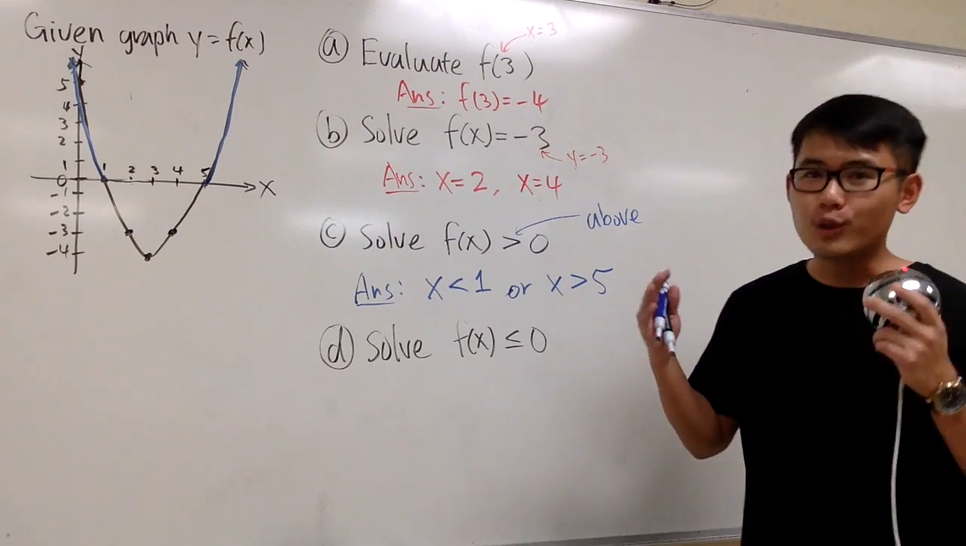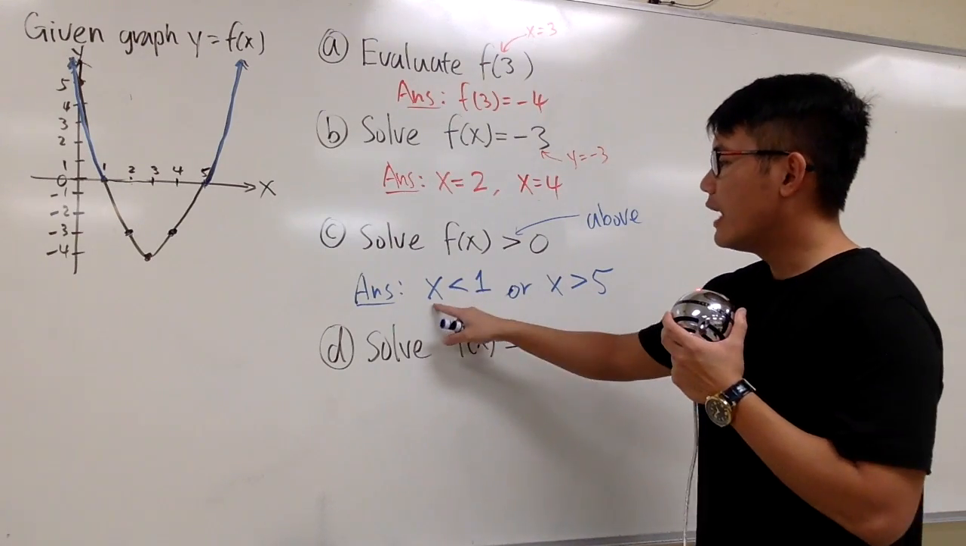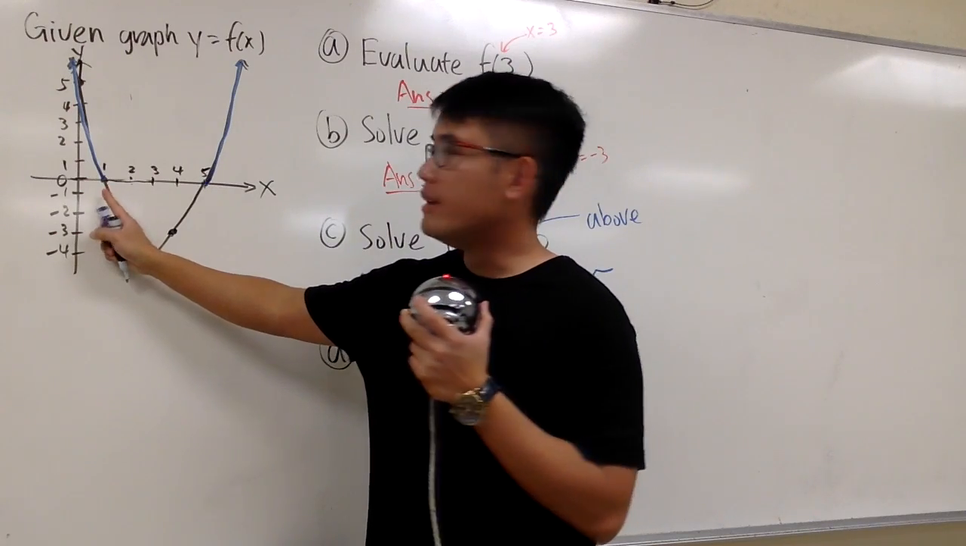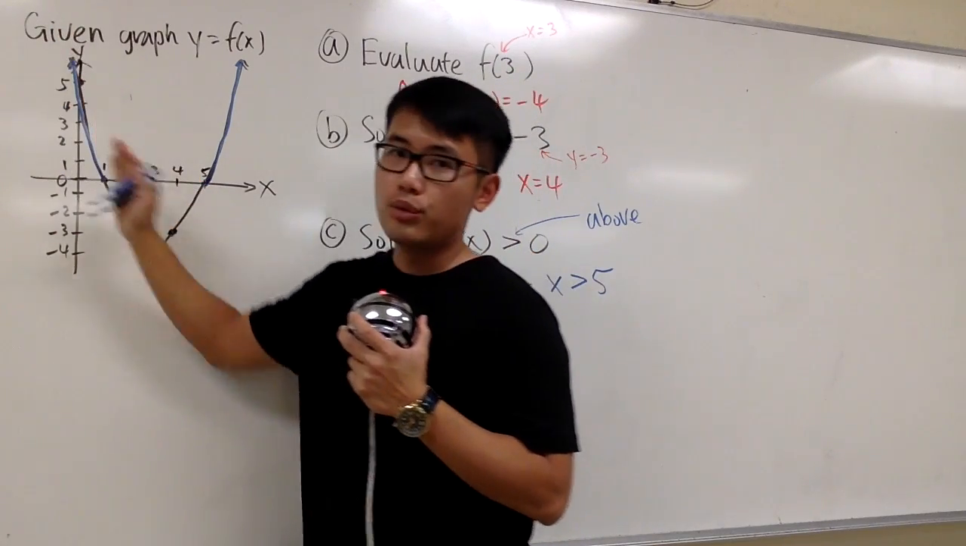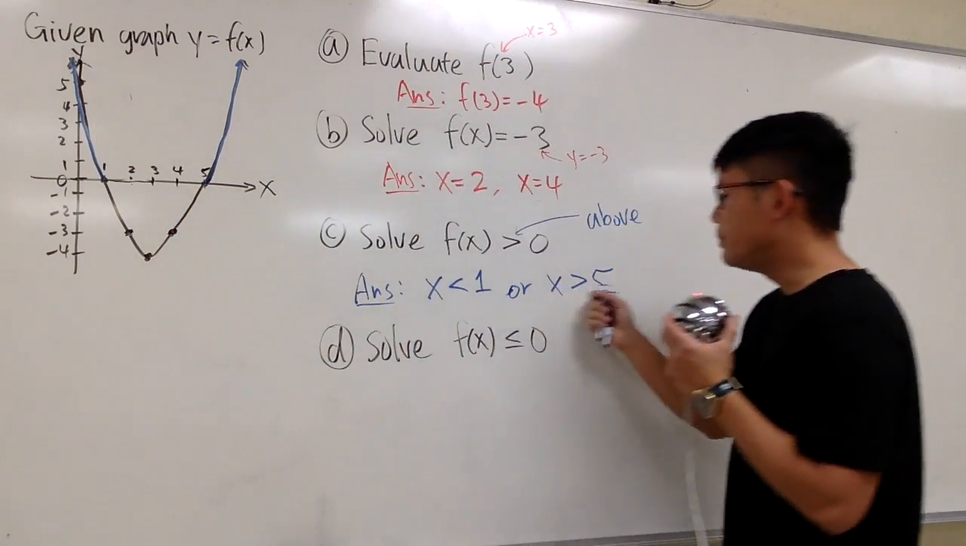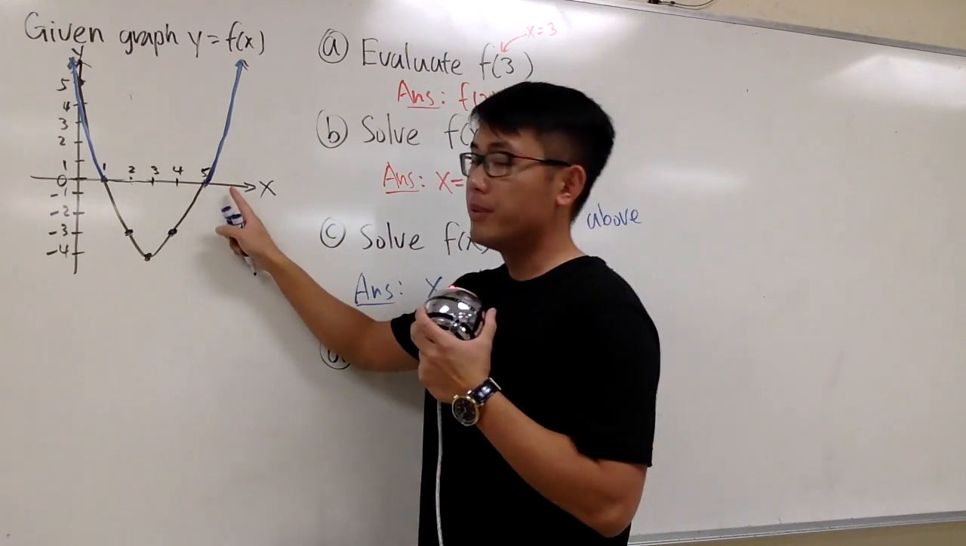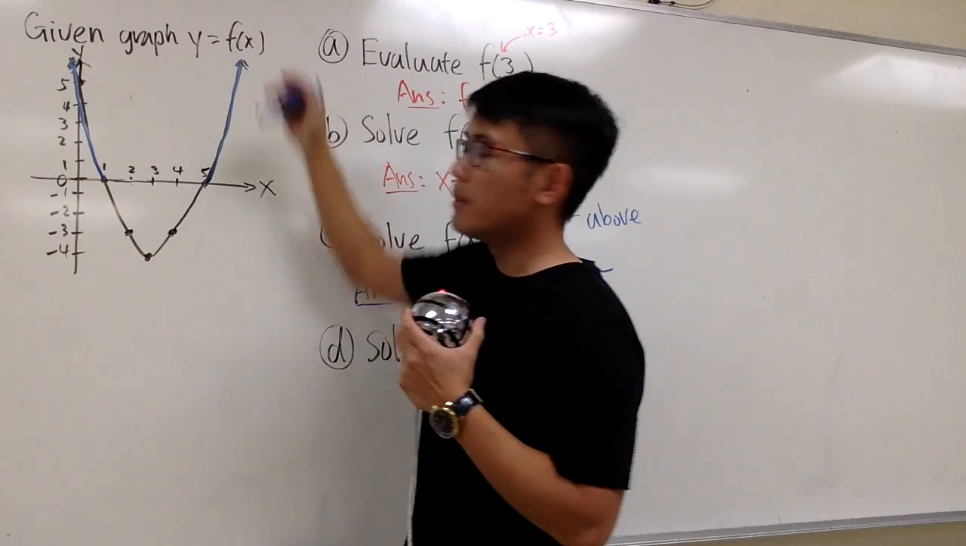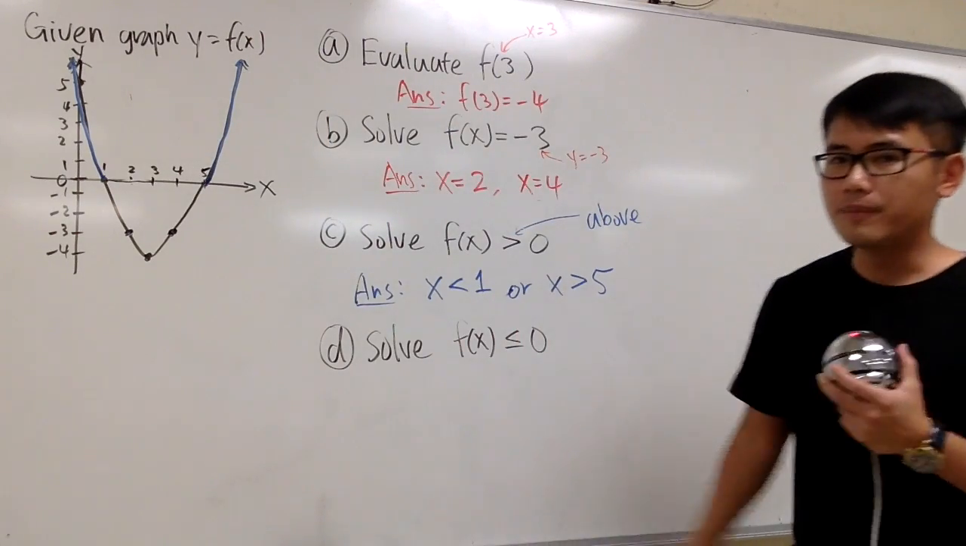And let's review this quickly. For this portion, x is less than 1. It's because anything to the left of 1, this function is above 0. And when x is 5 or bigger, right, 5 and toward the right, this portion of the graph is also above the x-axis, the 0.